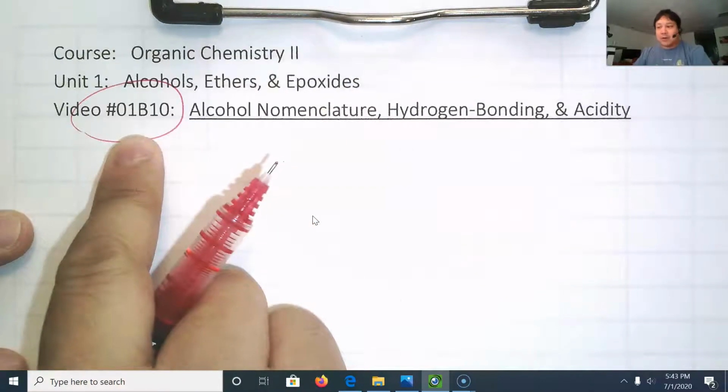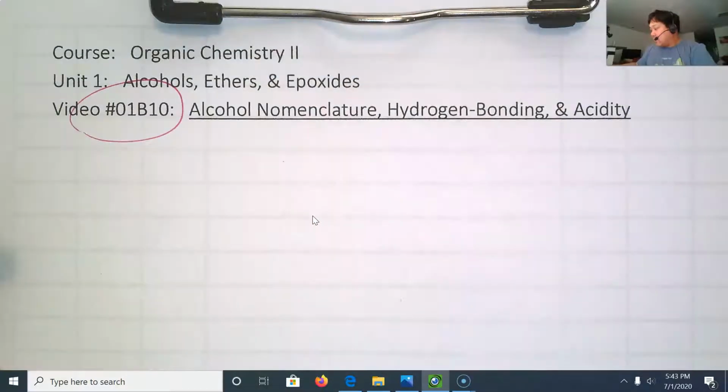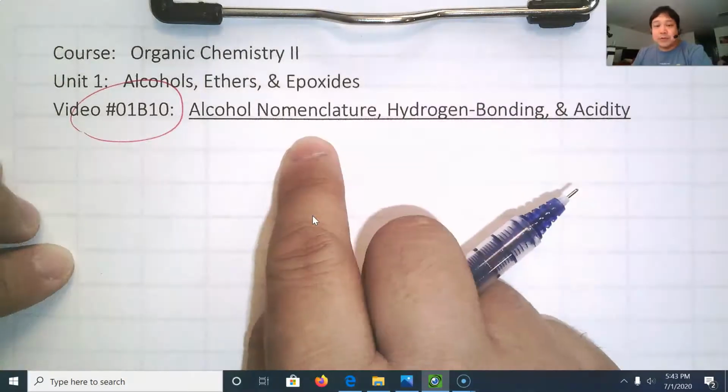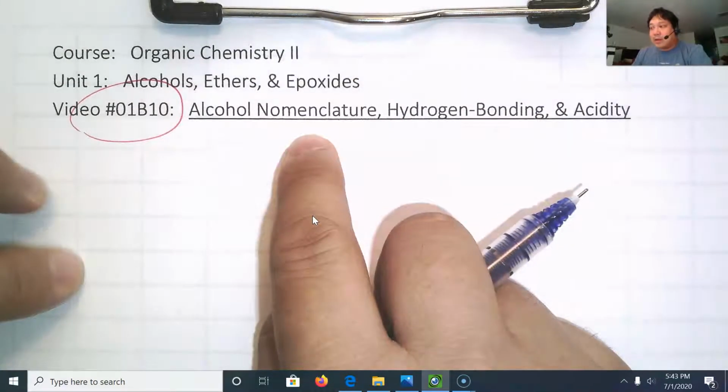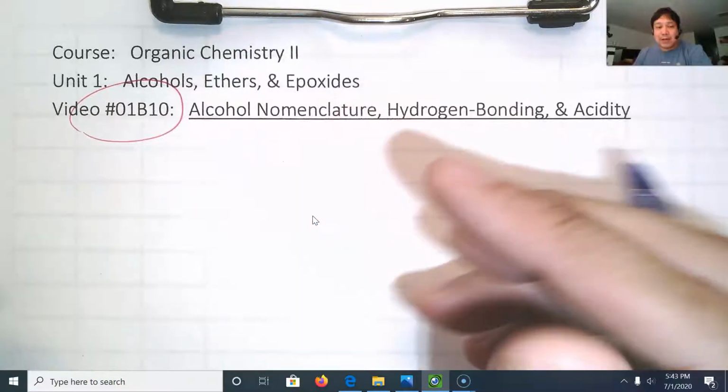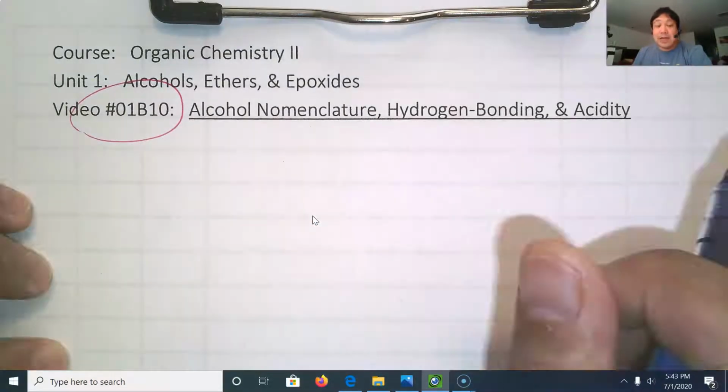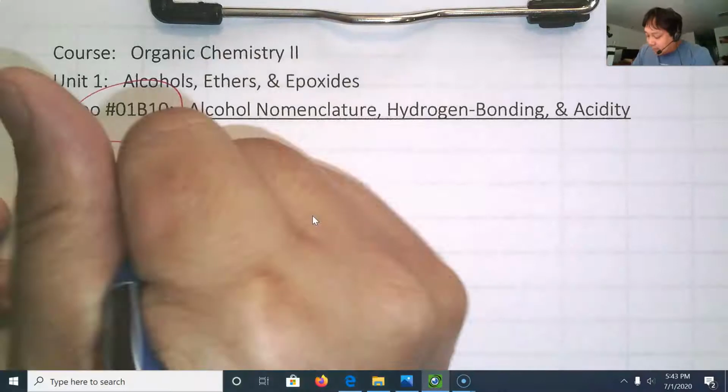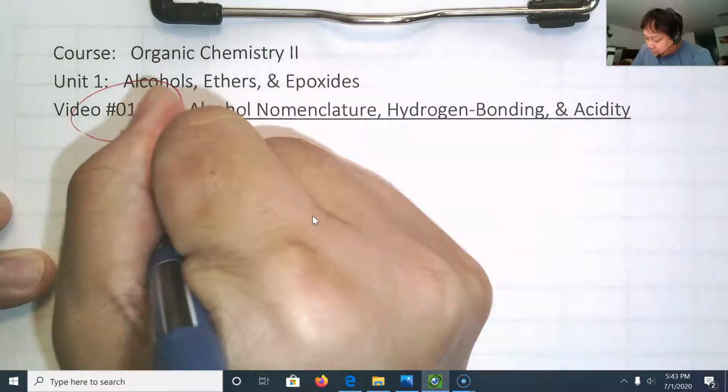So that's the video number here, and before we actually look over the rules for nomenclature, we need to know how to categorize alcohols based on the alpha carbon. And let me show you an example.